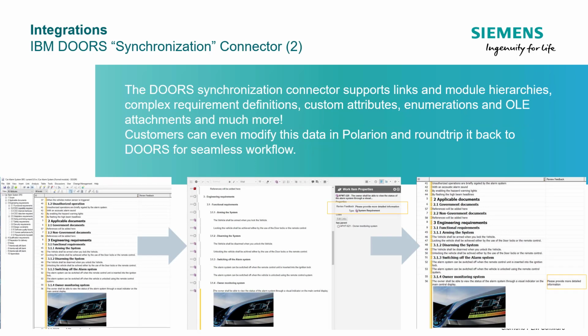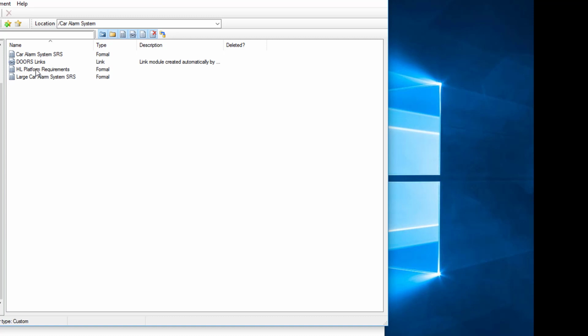So here are some screenshots, and we'll show it in action right now with a demonstration. Let's go over to Doors and take a look at the data that we want to bring into Polarion. So here we have our IBM Doors, and we've got a simple Doors project here. It's got two modules that we're interested in, the car alarm SRS and another module which is a high-level requirements document. And there are some relationships and links between these two formal documents.